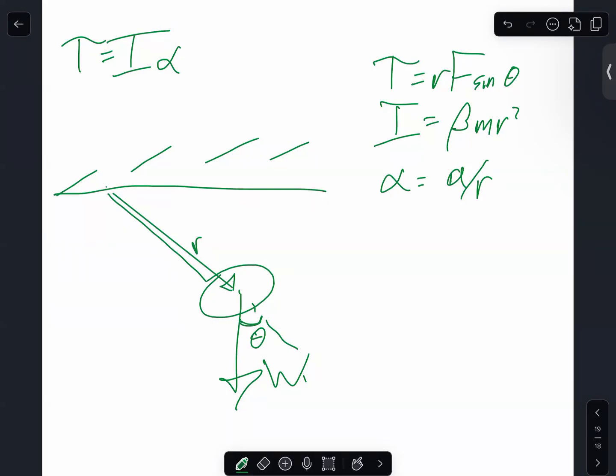Let me think of an example where R is not the size of the circle it makes. Never mind. R is not always the radius of the path. The definition of R is: where is the pivot point, where does the force act?